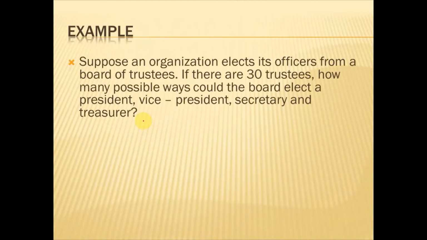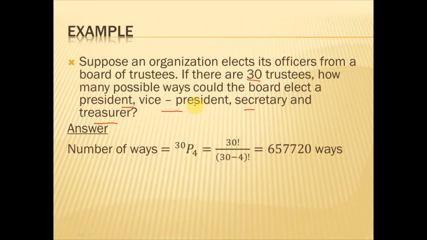Another example, kita tengok another example. Suppose an organisation elects its officers from a board of trustees, and these trustees got 30 members, and they want to select a president, a vice president, a secretary, and treasurer. So by now you already know the answer is we are going to put 30P4, and there are 657,720 ways. Okay, daripada 30 kita nak choose 4 yang macam seorang ni jadi ni, seorang ni, so semua orang lain.